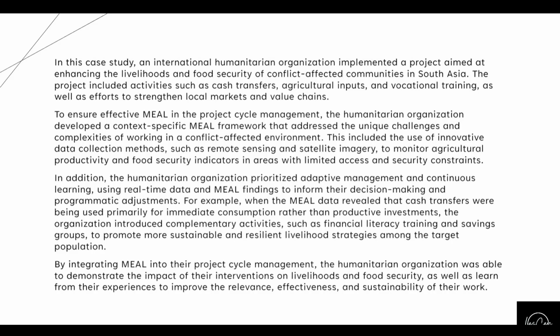The project included activities such as cash transfers, agricultural inputs, and vocational training, as well as efforts to strengthen local markets and value chains. To ensure effective MEAL in the project cycle management, the humanitarian organization developed a context-specific MEAL framework that addressed the unique challenges and complexities of working in a conflict-affected environment.